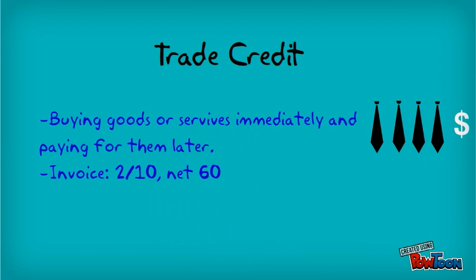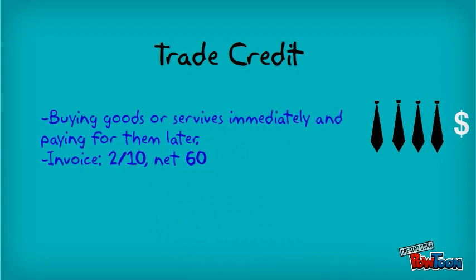Every time you use trade credit, you get an invoice that states the terms, and it might look something like this. 2/10 means that if you pay within the first 10 days, you'll get a 2% discount, and it might say net 60 or net 30, however many days you've agreed upon to pay it back within. So net 60 means that you need to pay back the full amount within 60 days.